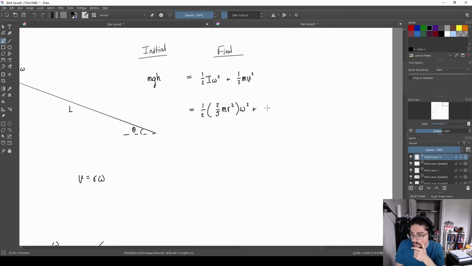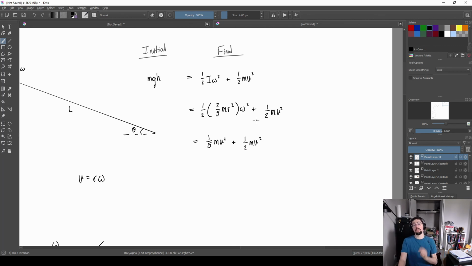Plus 1/2 mv squared. R squared times omega squared is v squared, as we would see it coming from right here. So the 1/2 cancel out. I've got 1/5 mv squared plus 1/2 mv squared.